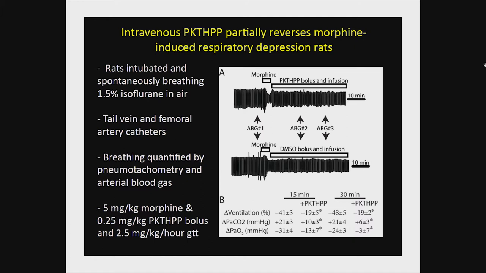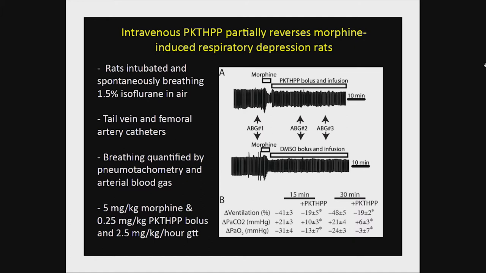And when you give 5 mg/kg of morphine over 5 minutes, you fairly predictably get about a 50% decrease in minute ventilation. And you can see when we administer this drug, we reverse some of that ventilatory depression. And this is the signal from a control animal. And then we drew blood gases at baseline and 15 and 30 minutes after giving the breathing stimulant.